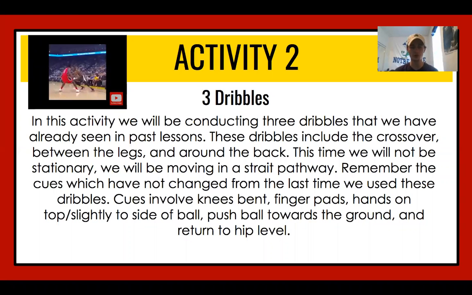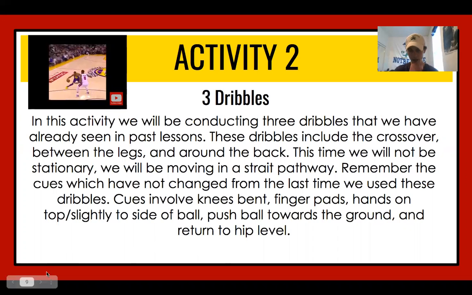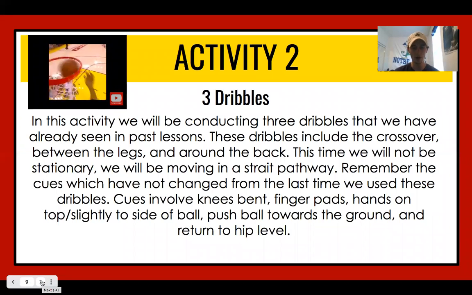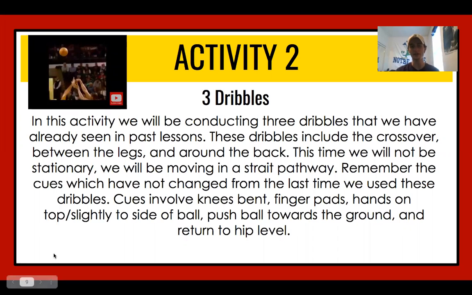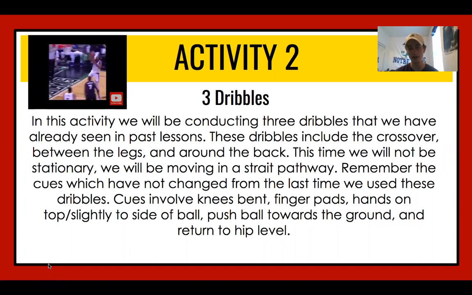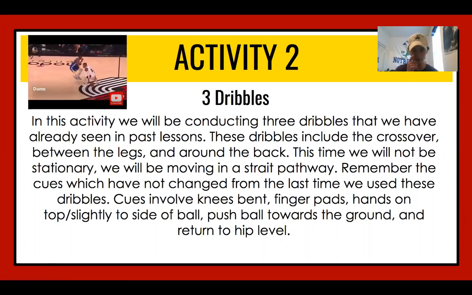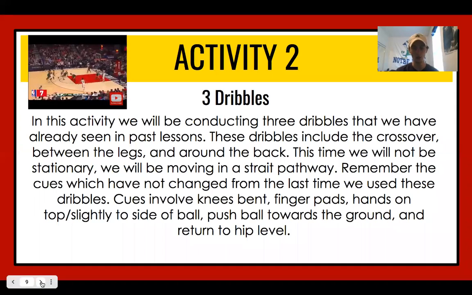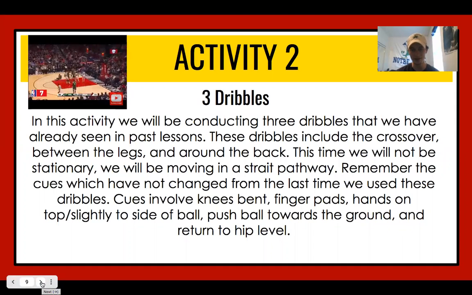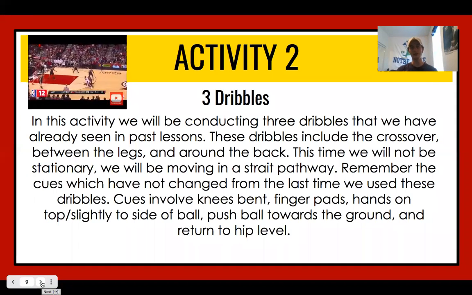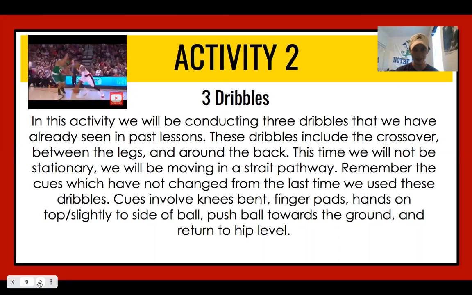So remember the cues from last time, which involve our knees being bent, using our finger pads, hands on top of the ball or slightly to the side. Remember to push the ball towards the ground and have it return back to our hip level. We have that video in the left there that just has a bunch of NBA players using those same dribbles. We won't spend too much time on that. If you want to come back and rewatch that whole video to see some pretty cool highlights, you can go ahead and do so. As of right now, we're going to move on to our next slide.